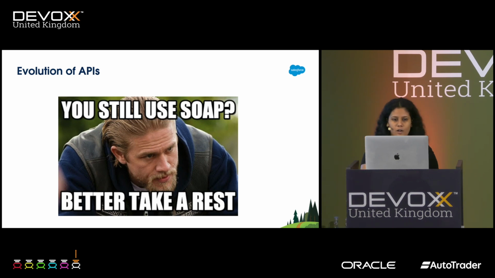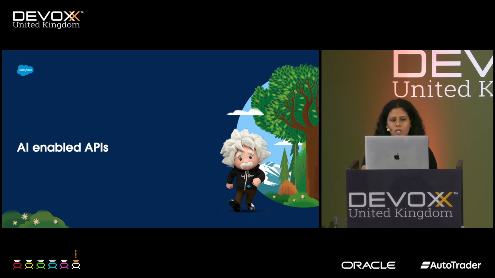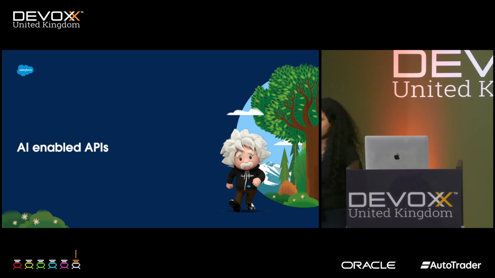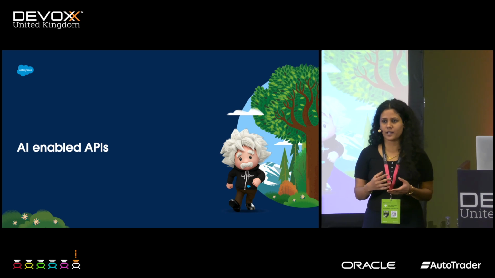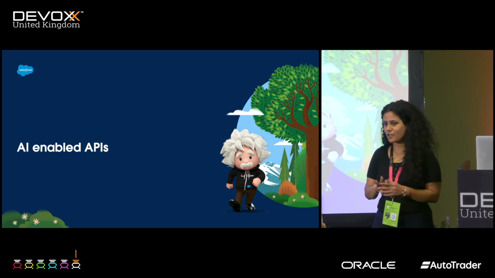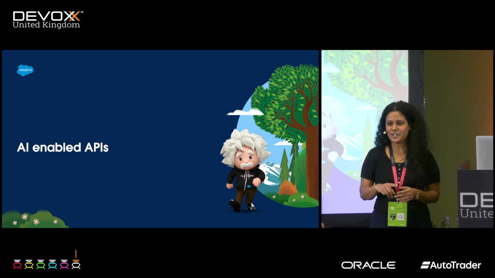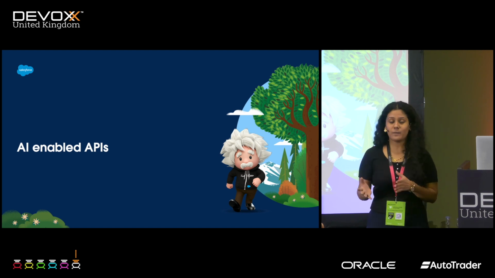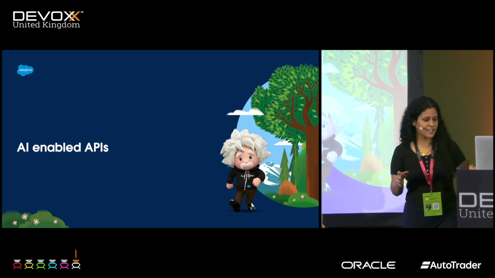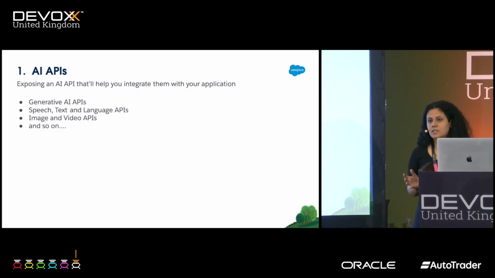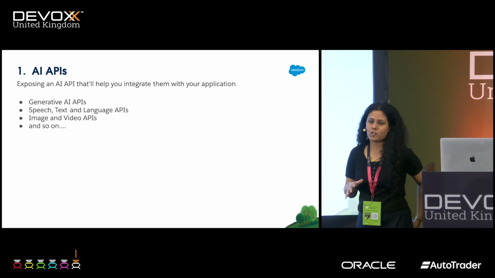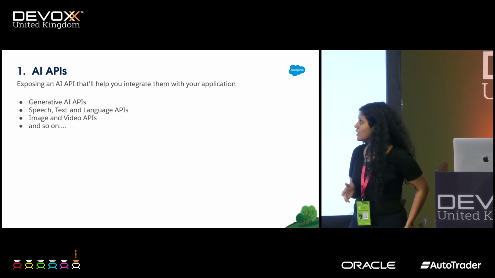So let's go ahead and talk about AI-enabled APIs. When I speak about AI-enabled APIs, the usual notion you might have is just bringing AI to APIs. Today I'll be talking about three aspects. Yes, it's going to be about AI and APIs, but of the three aspects, the first one is AI APIs. This is the most common aspect when we talk about AI and APIs.